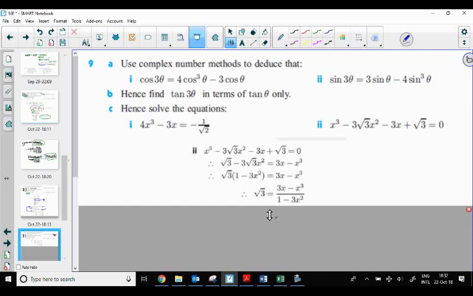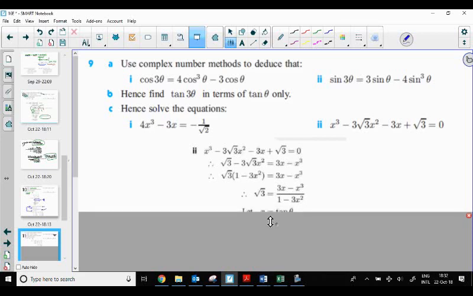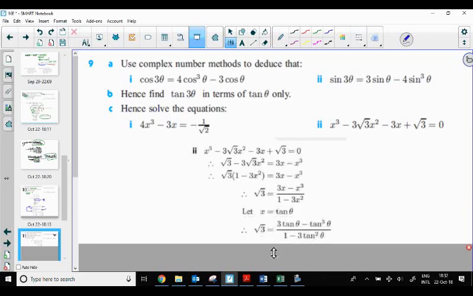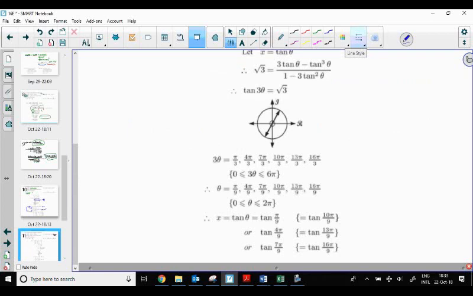Now I'm seeing a connection, because this looks just like the answer that we got for the tangent of 3 theta back in part B. So in this case, if we let x equal tangent theta, we're good to go, where root 3 is going to be equal to tangent of 3 theta now. And then we solve that in the same way, and again we get 3 solutions at the very end, which is good since we were solving a cubic equation.